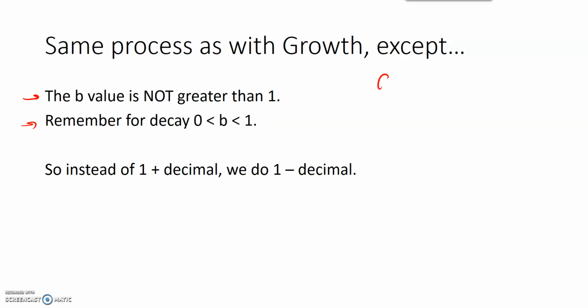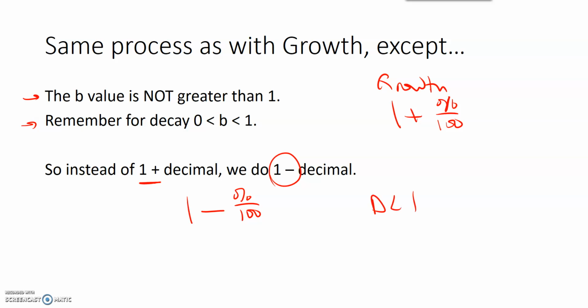Well, for growth, what we did last time is we did 1 plus the percent divided by 100. Okay? Well, today, if I want that to be smaller than 1, instead of doing 1 plus, we're going to do 1 minus. So we're going to do 1 minus our percent over 100. And when we subtract that small decimal, we're going to get some decimal, some b-value, that is between 0 and 1. It's going to work in our problem. Okay? Remember that, because that is key.